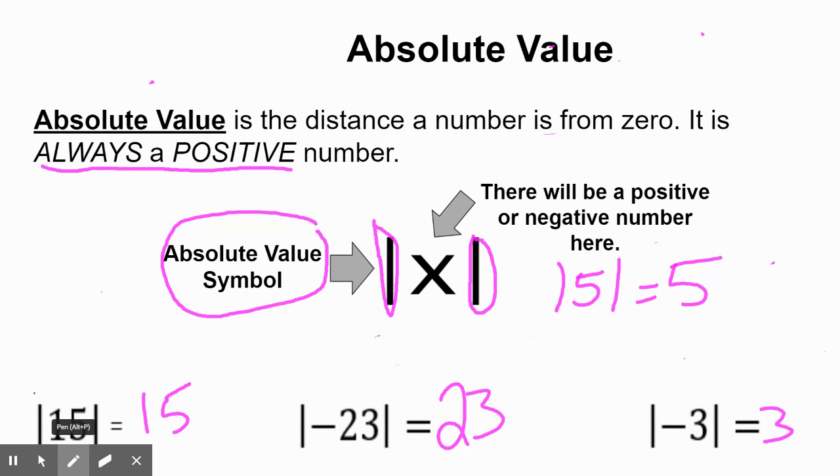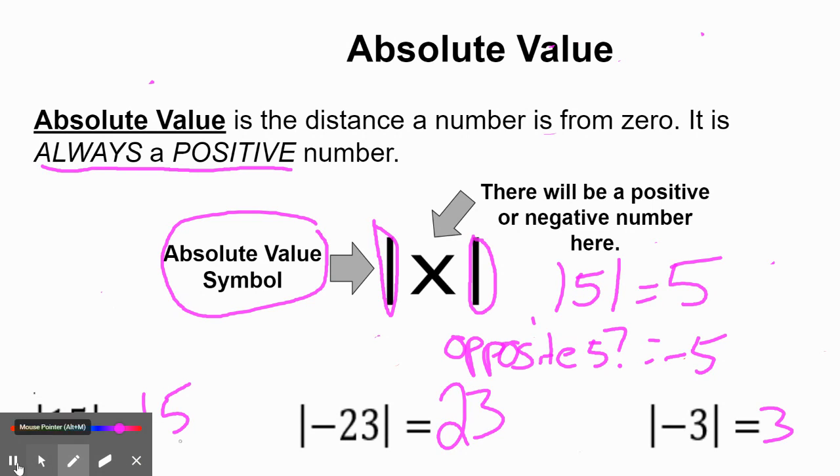Now I'm going to throw something in there. What if I ask for the opposite of 5? Can opposites be negative? The answer to that is yes. Opposites can be negative. Okay? Absolute value is going to be a positive number no matter what. Opposites can be a negative.